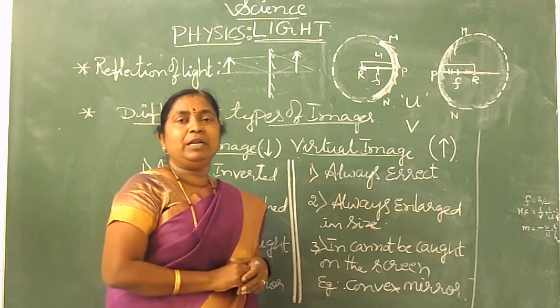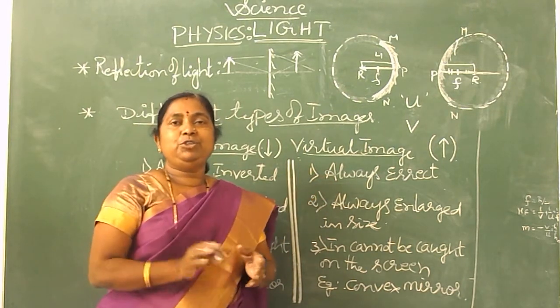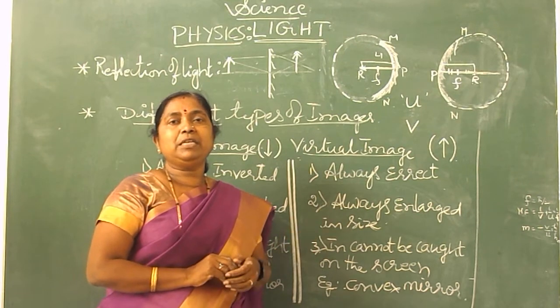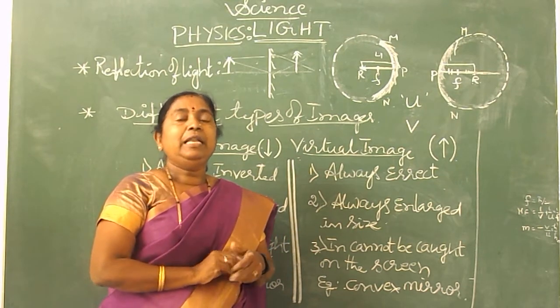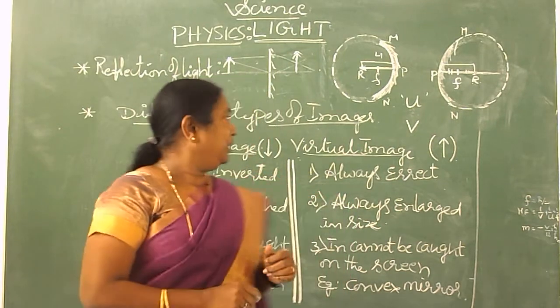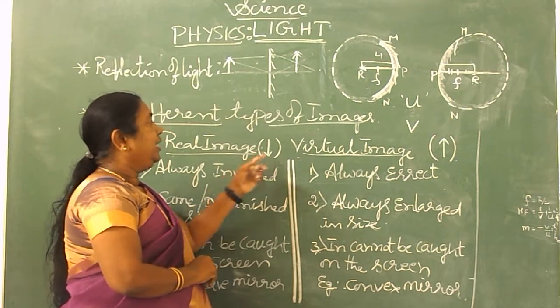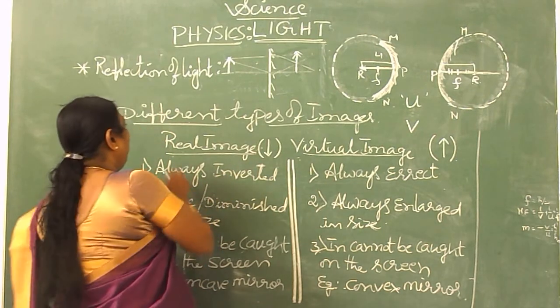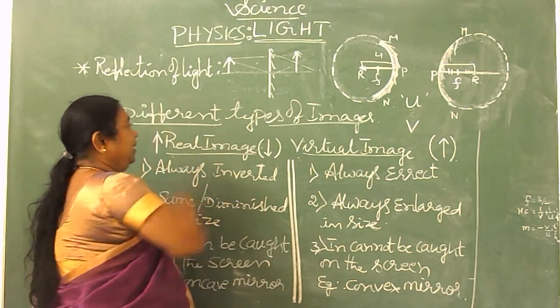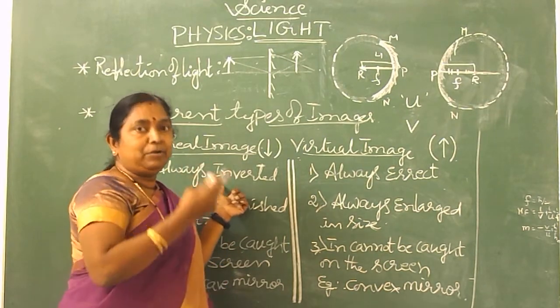Then we wanted to know that we are always saying that with mirrors, a few form a virtual image and others form a real image. Let us know what is the difference between real image and virtual image. See, a real image is always inverted. It means, how? If the object is kept upright, it looks downward. Hence we say that it is always inverted.